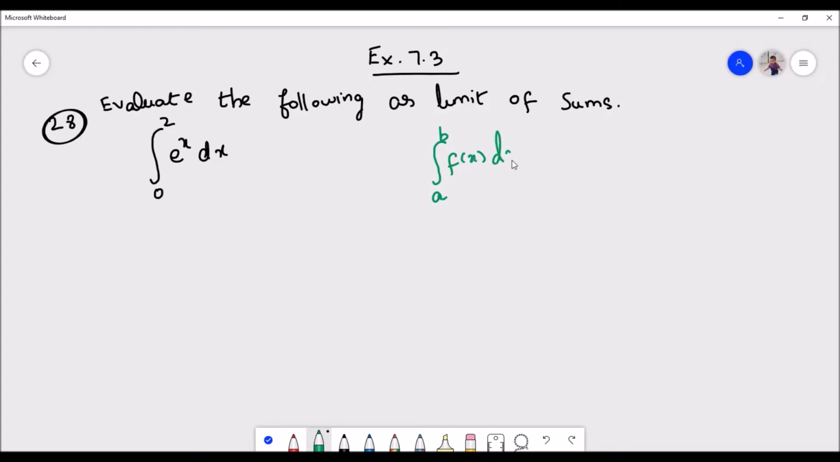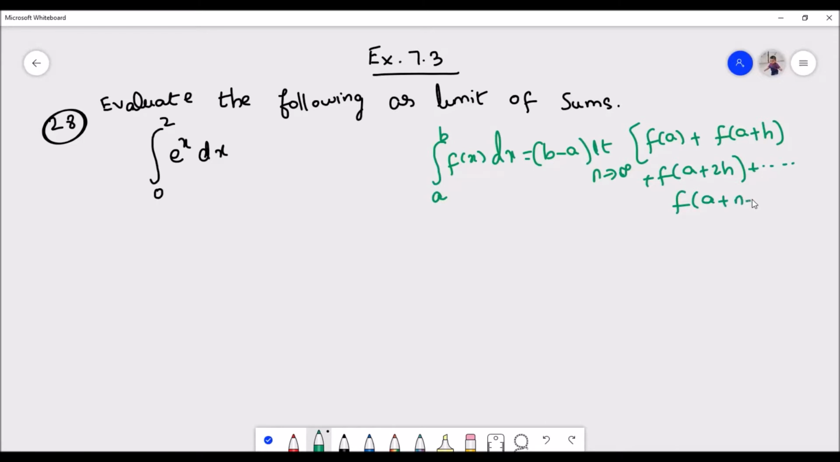If you want to integrate as a limit of sum, the formula is nothing but b minus a times the limit as n approaches infinity of 1 by n of f of a plus f of a plus h plus f of a plus 2h plus etc. And the last term is f of a plus n minus 1 times h. So we are going to use the same formula now for this problem also.